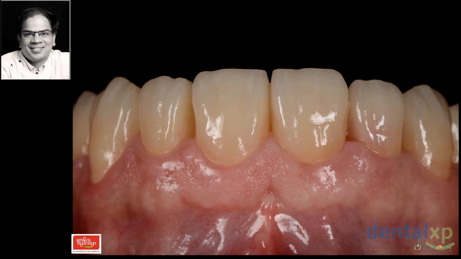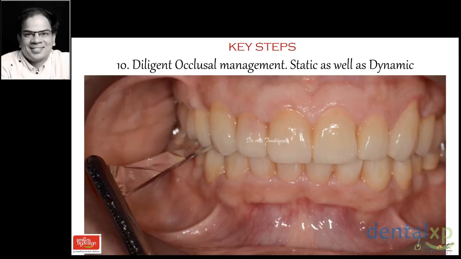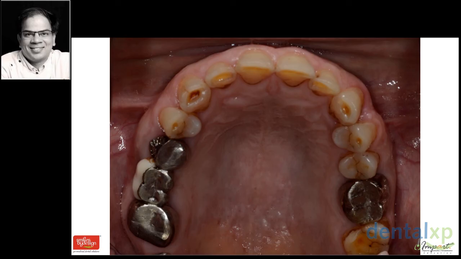Of course, the last step in your full mouth rehab is a good occlusal management, static as well as dynamic. So you have to take a shim stock and see that each tooth from canine backwards will hold the shim stock, and the shim stock will pass the anterior teeth, the incisors. So that's how we started, and that's how we finished up with the occlusal aspect of this patient.